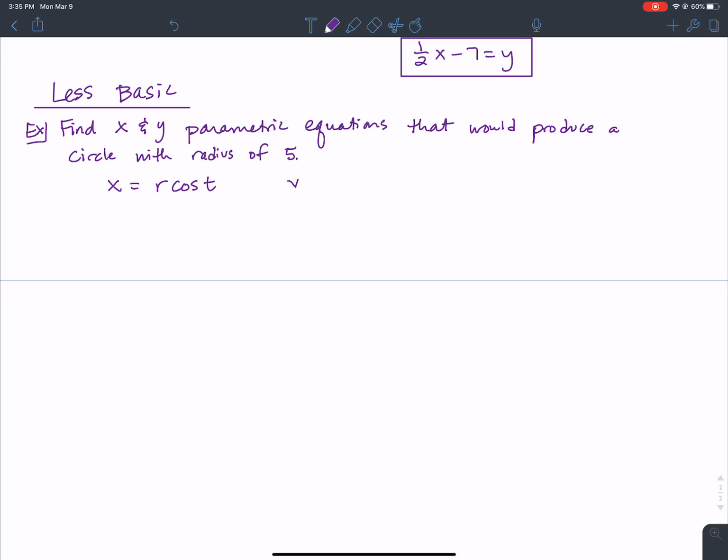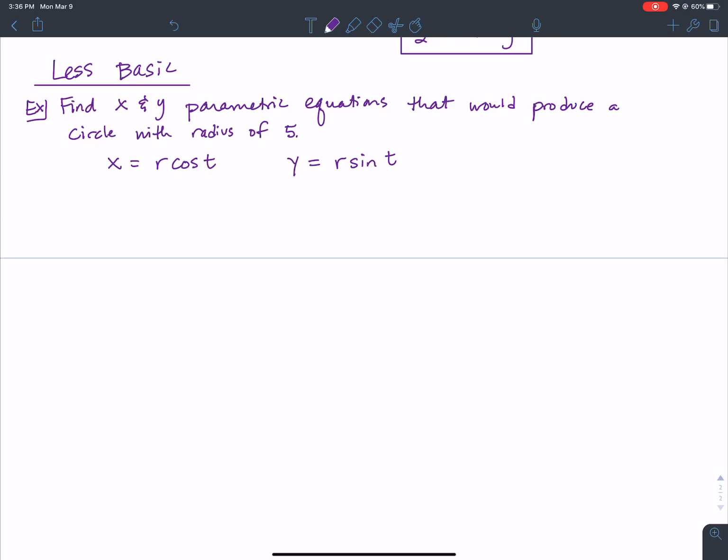Y is going to be the same formula that we've been using, r sine, and then our parameter t. Okay, so hopefully that's going to be easy for you to remember. But when we throw in cosine and sine, it's going to start curving into a circle, just like our unit circle, just like going around with our vectors and with our polar. So with this particular question, asking you to produce a circle with a radius of 5, 5 is your r value. So the parametric equations are just going to be x equals 5 cosine t, and y equals 5 sine t.